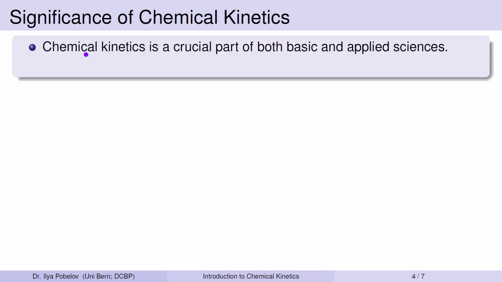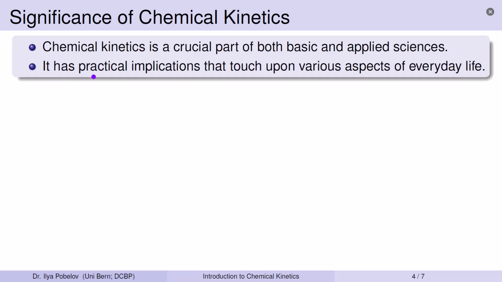The subject of chemical kinetics is not just an academic curiosity, but a crucial part of both basic and applied sciences. It also has practical implications that touch upon various aspects of everyday life. Generally, it allows us to understand and predict the speed at which reactions occur. This understanding is crucial across multiple domains.